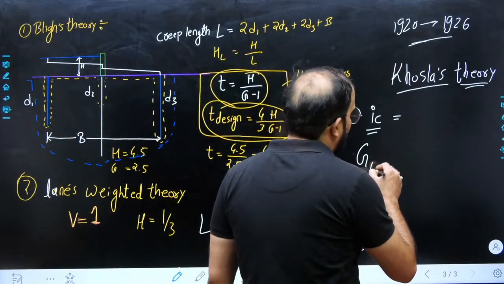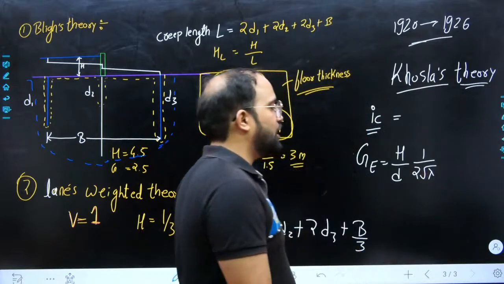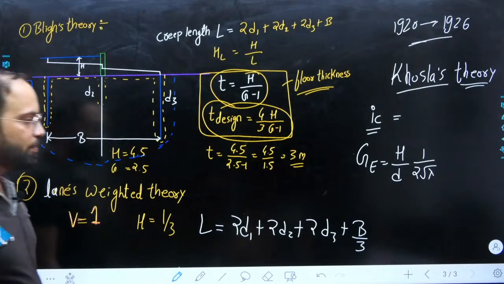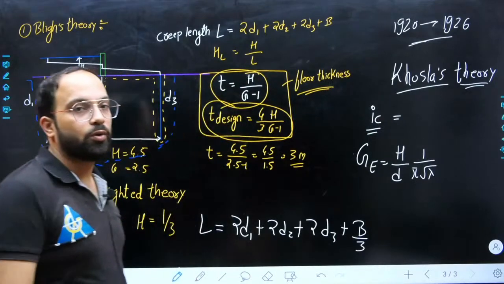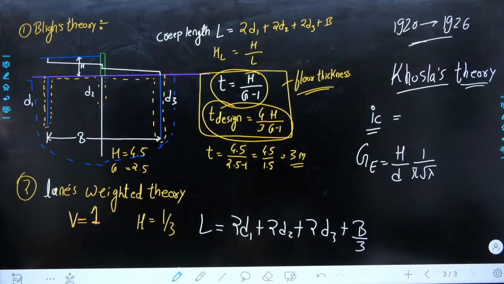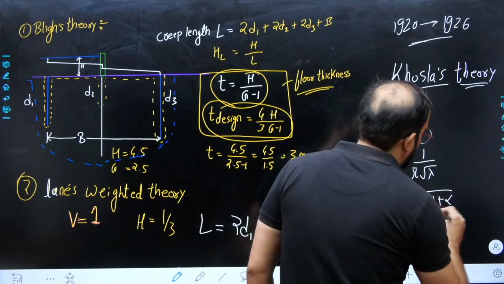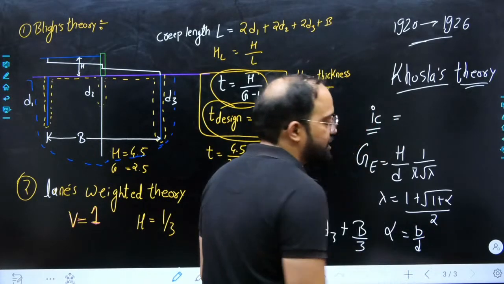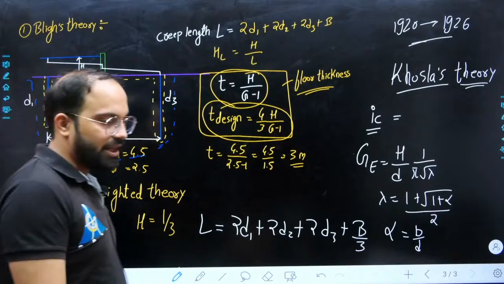I'll tell you the exit gradient formula. The exit gradient is h/d times 1 upon pi root over lambda. And what is the value of lambda? Lambda is (1 plus root over 1 plus alpha squared) by 2. And what is alpha? Alpha is b by d, where b is the width and d is the depth of the downstream pile.